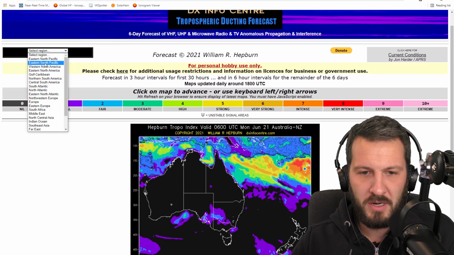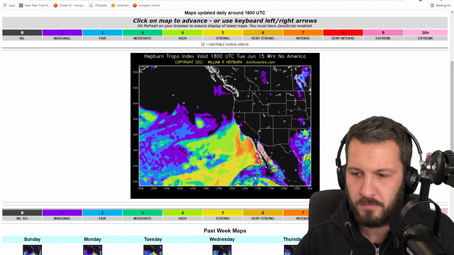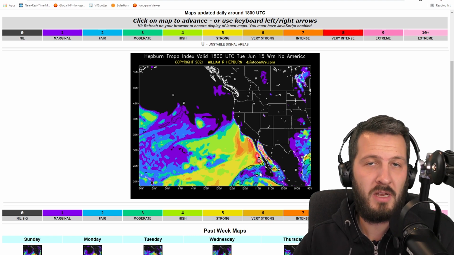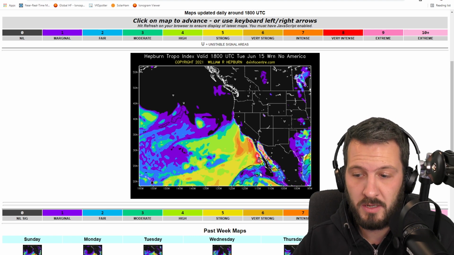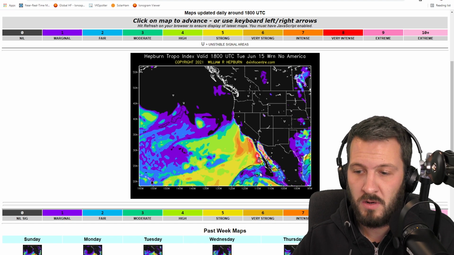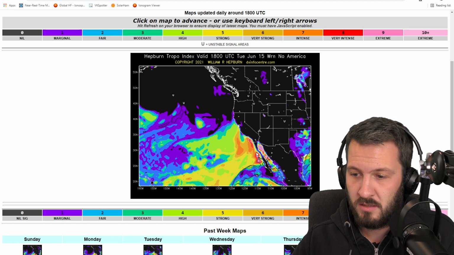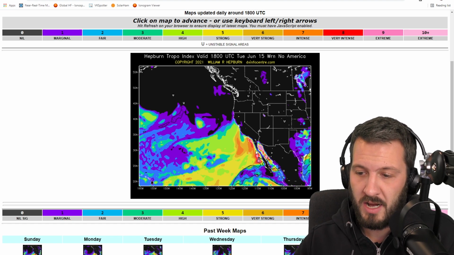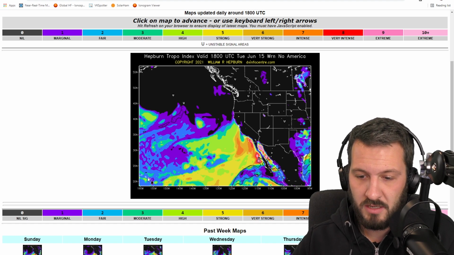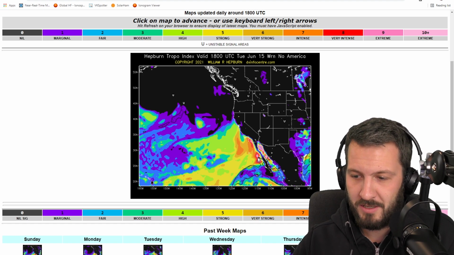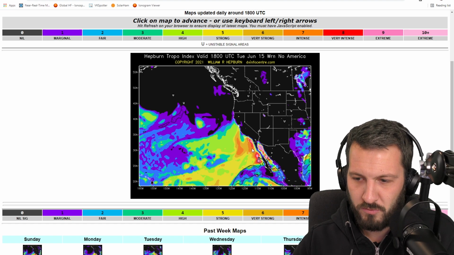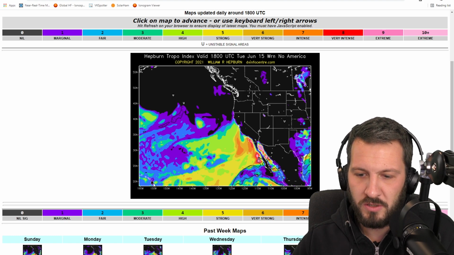Let's go back to North America. Let's look at Western North America. California is a great place for tropospheric ducting because of the stable weather patterns that you get in Western North America, in California in particular. You can see here we got some islands of Hawaii. Look at this, there's a lot of red and pink in here. Quite a nice stretch almost all the way to Hawaii.